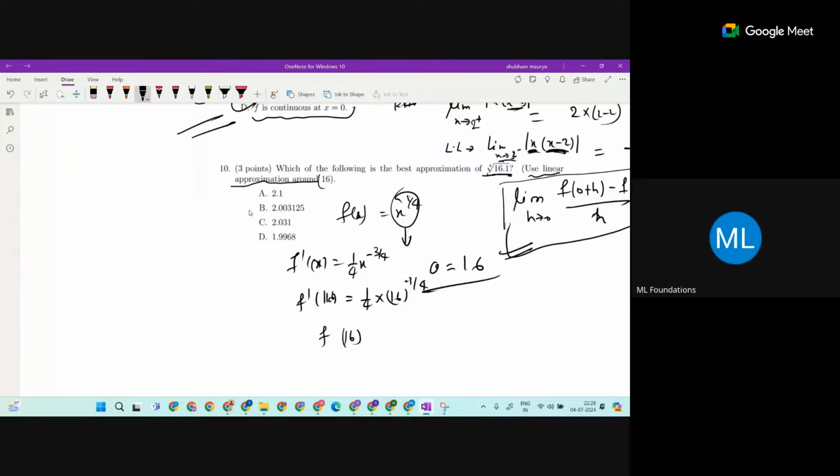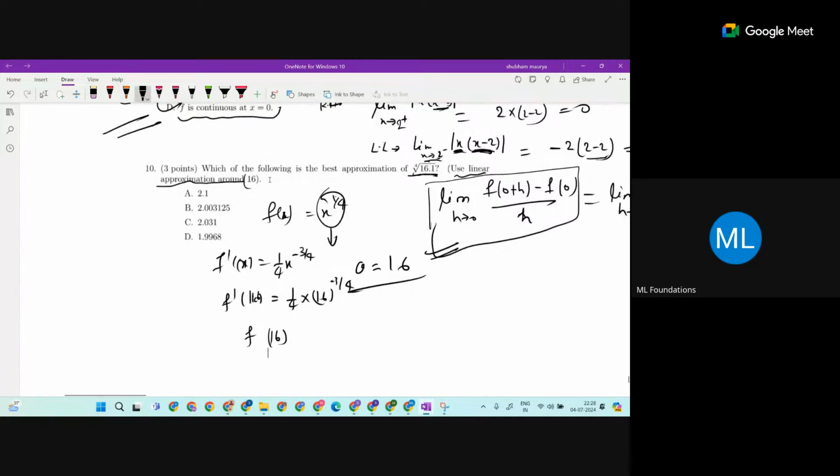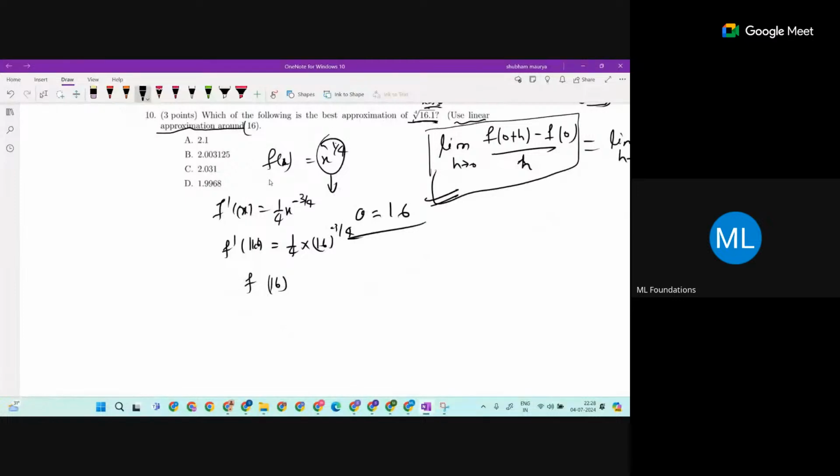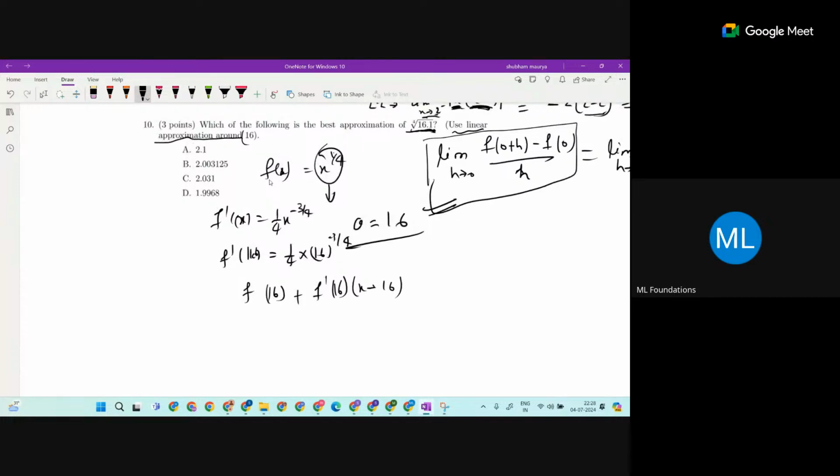So what is going to be the point now? There is a difference, right? Around 16 is asked, and it is asking for 16.01. Okay, so that's fine. So around 16, this is the function value at 16, the derivative value at 16, and x minus 16.